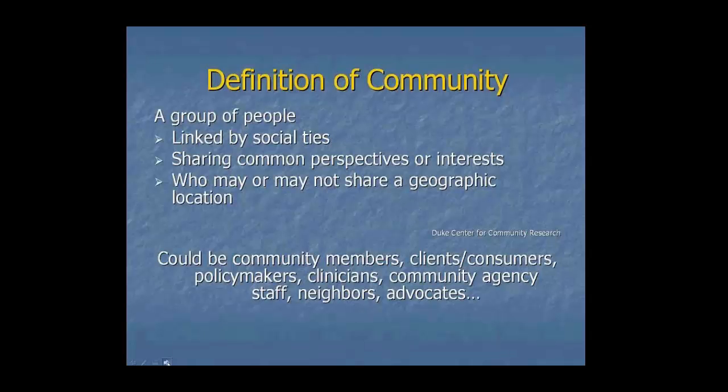A community might include clients and consumers of different agencies or service delivery systems. Your community may include policymakers, clinicians, and community agency staff, or neighborhoods and advocates. Regardless of how community is defined for any given project, it's important to remember that members of a community have some meaningful characteristics in common. At the same time, communities are not homogeneous, and they may not speak in one voice. So it's important to consider inclusion of community members who may have different perspectives and different experiences.